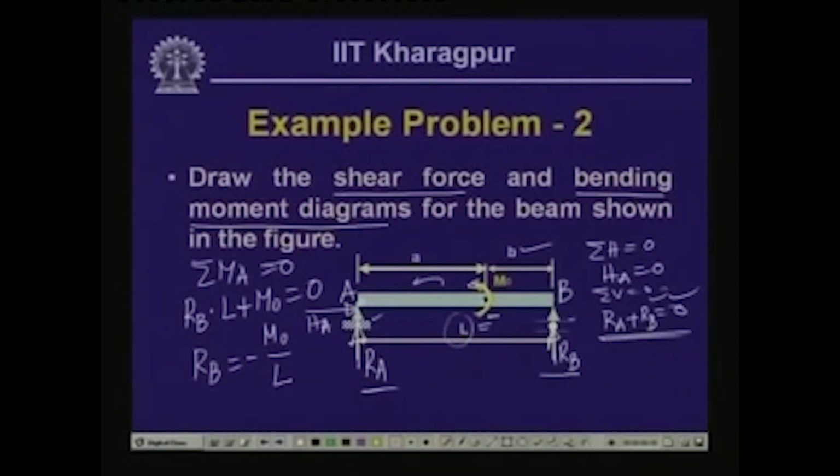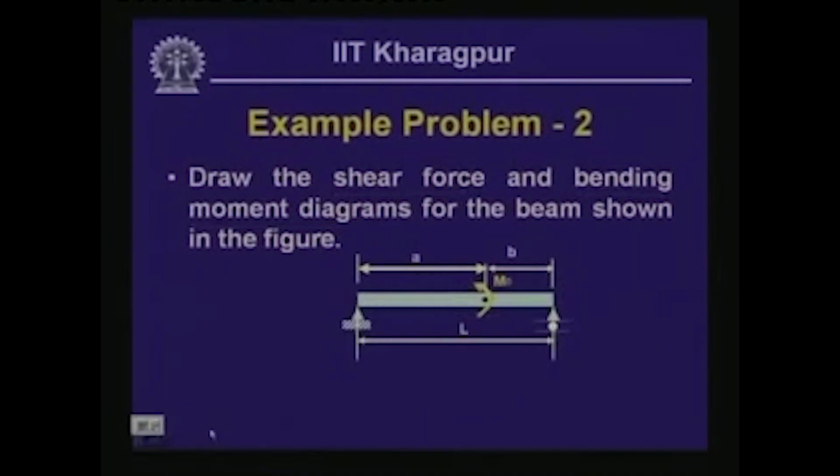Now, since Ra plus Rb equals 0, the value of the reactive force Ra is equal to minus Rb, and this is equal to plus M0 by L. So, Ra we have got as M0 by L, and Rb we have got as negative, so it is in this particular direction, which is minus M0 by L. Now, here we have two segments, one is from here to here, and from this point to this point another segment. And if we take the free body diagram in these two segments, keeping in mind that Ra is equal to M0 by L and Rb is equal to minus M0 by L, let us see then what happens to the shear force and the bending moment diagram.